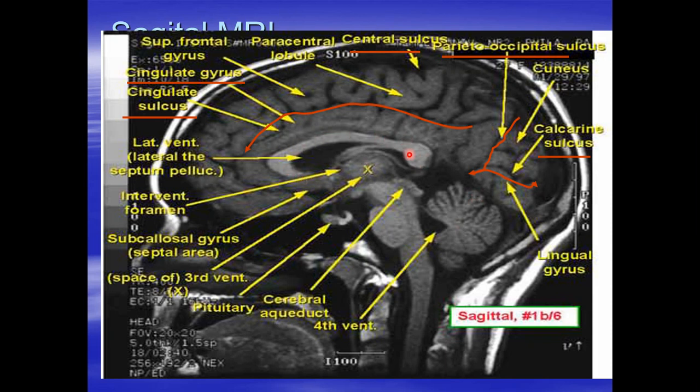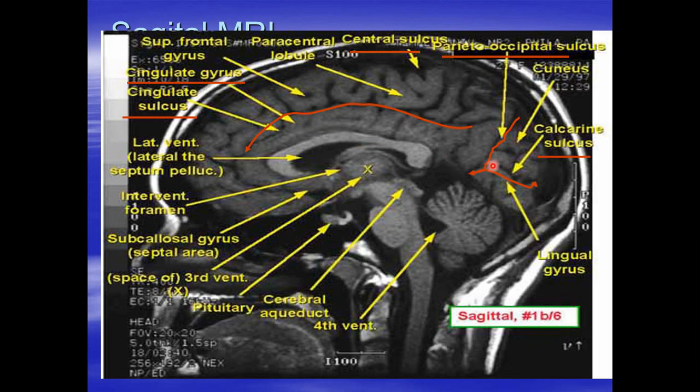This whitish structure at exactly the midline is the corpus callosum, and the corpus callosum is composed of the following parts. First of all we have the rostrum, the genu, the body, and the splenium. Rostrum, genu, body, and splenium. And the anterior cerebral artery is passing just superior or superficial to it.